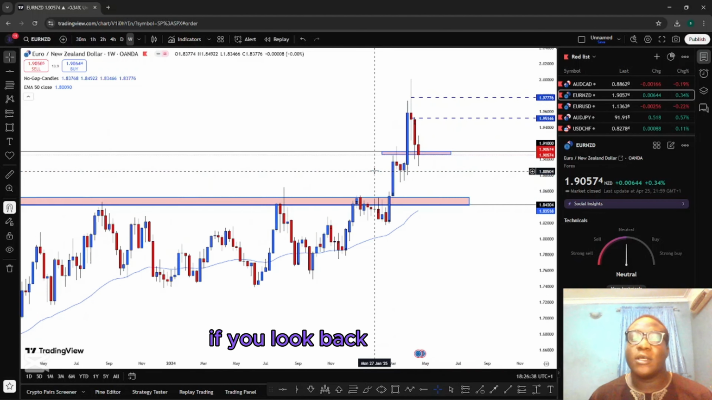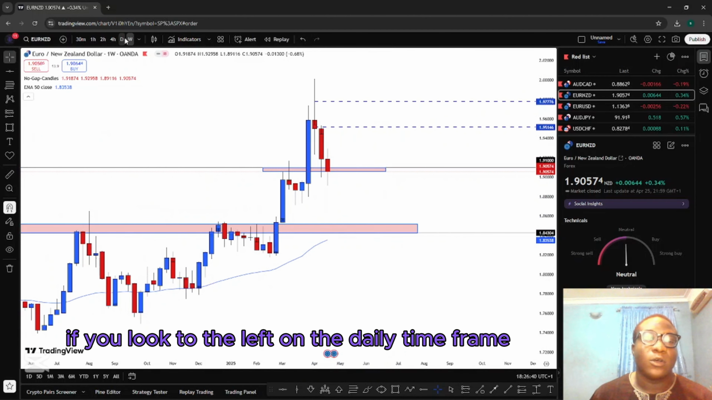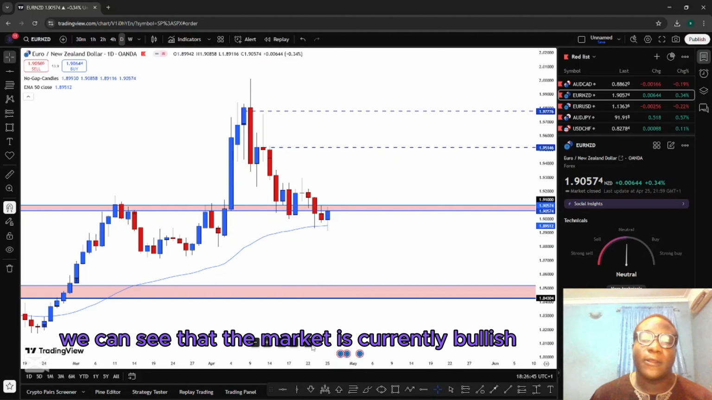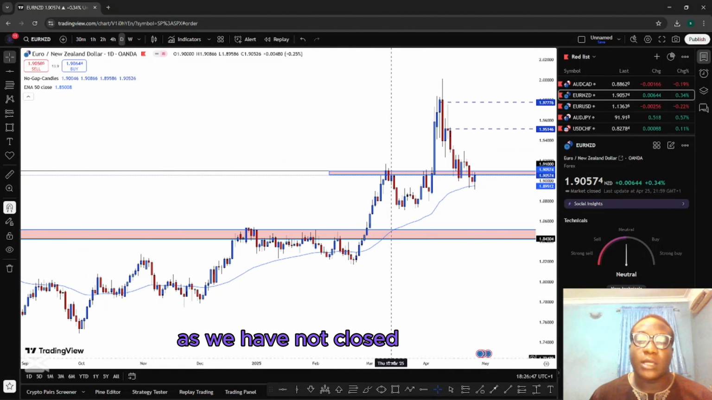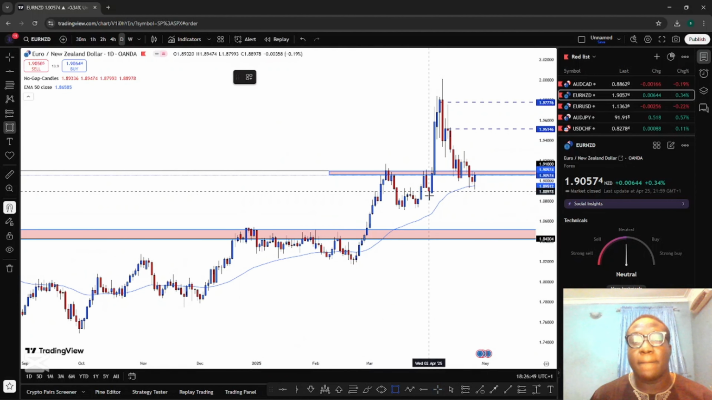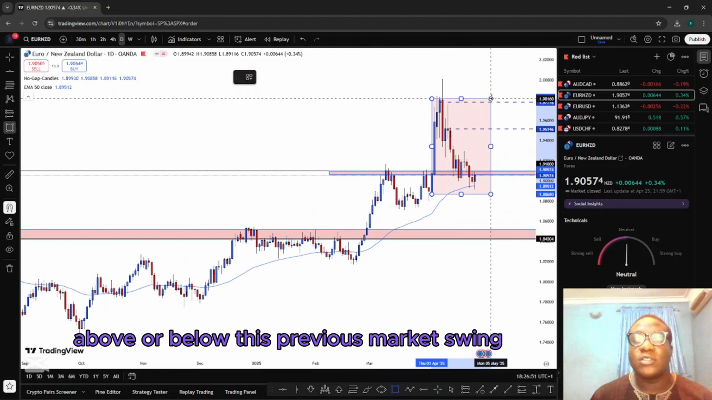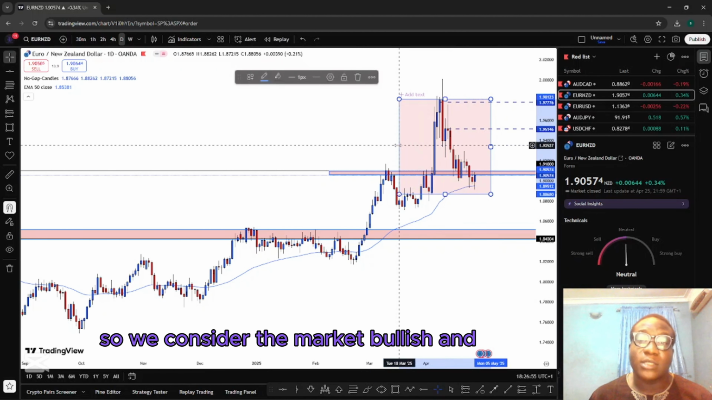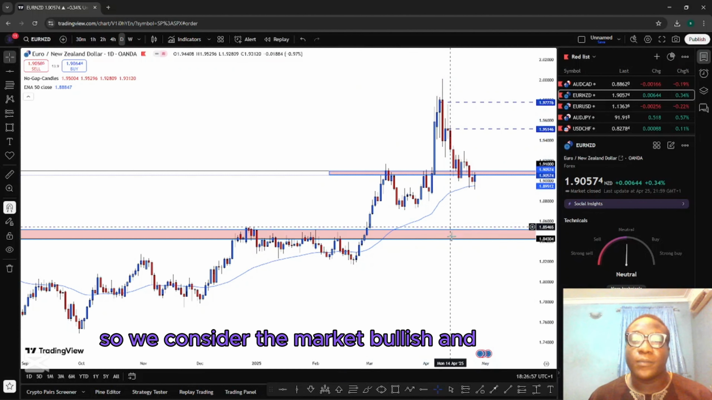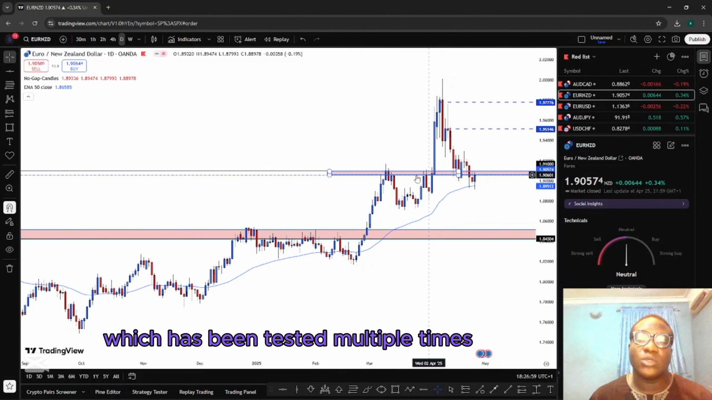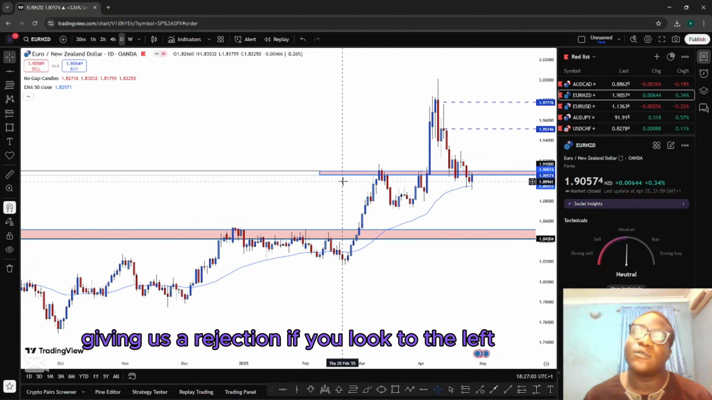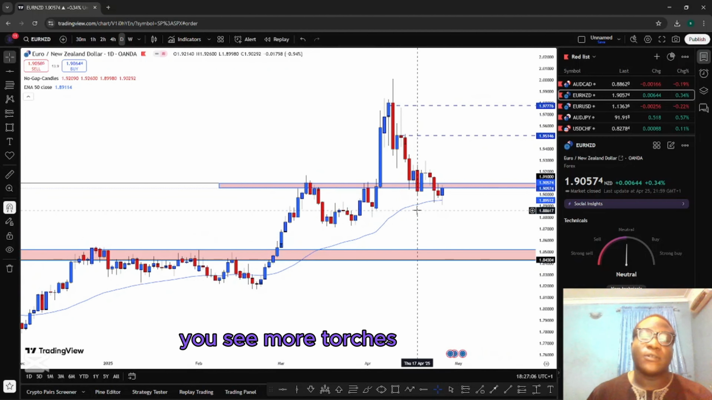If you look back, if you look to the left, on the daily time frame, you can see that the market is currently bullish as we have not closed above or below this previous market swing. So we consider the market bullish, and you can see we have this area of interest which has been tested multiple times, giving us a rejection. If you look to the left, you see more touches.